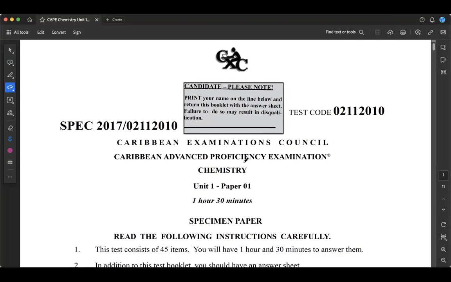And today we will be helping you prepare for your paper 1 exam. To do that, we'll be working through the specimen paper that CXC provided us with, from the year 2017, okay? You know the drill as usual. There will be 45 items on the paper, and you have an hour and 30 minutes to complete those items. So that gives you roughly 2 minutes per question, okay?